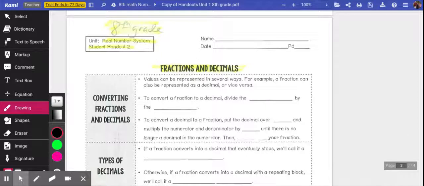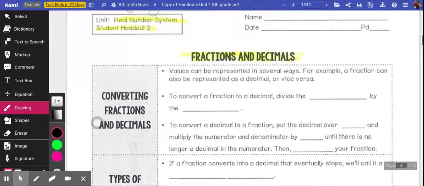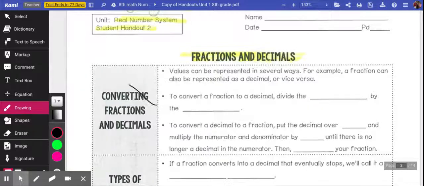Okay, time for lesson 2 on converting fractions and decimals and knowing the different types of decimals. So the values can be represented in several ways. We know, for example, that a fraction can also be represented as a decimal or vice versa. To convert a fraction to a decimal, we divide the numerator, and I'm just going to use a big N, by the denominator. So top divided by the bottom.